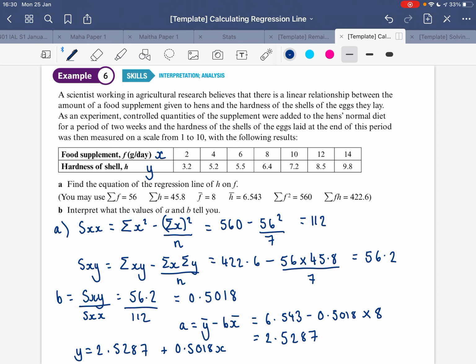Interpret what the values of A and B tell you. That there is a positive correlation because our value of B is positive. The gradient of the line would be positive. What is A telling us? It's telling us that there are no shells with a hardness of less than 2.5-ish. Which makes sense. You don't want a hardness of like 1, otherwise, when you pick it up at the supermarket, it's going to smash before you've even got it home.